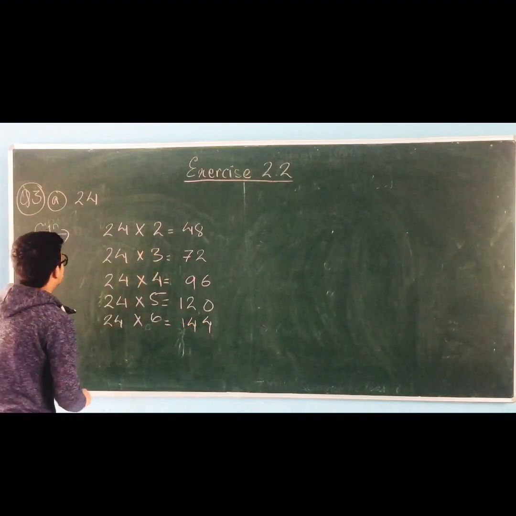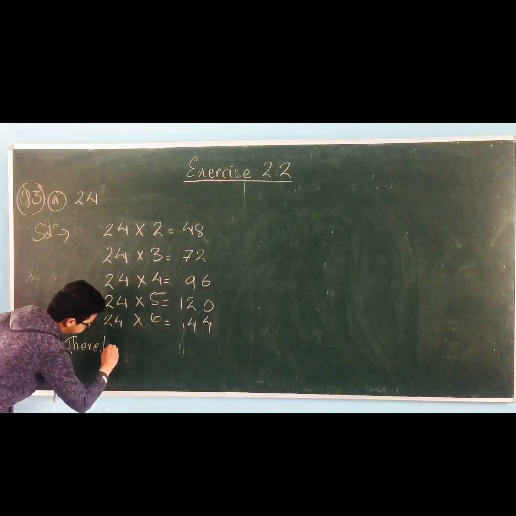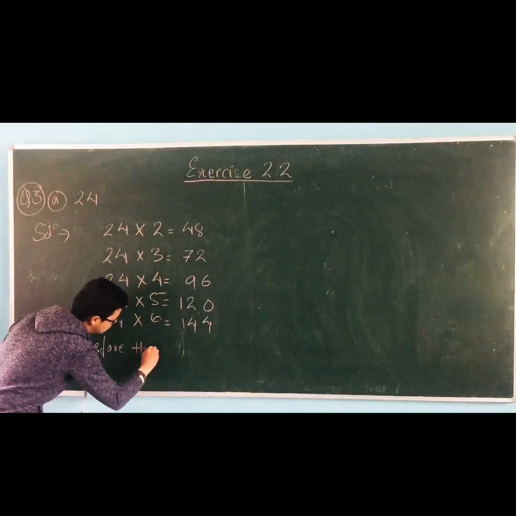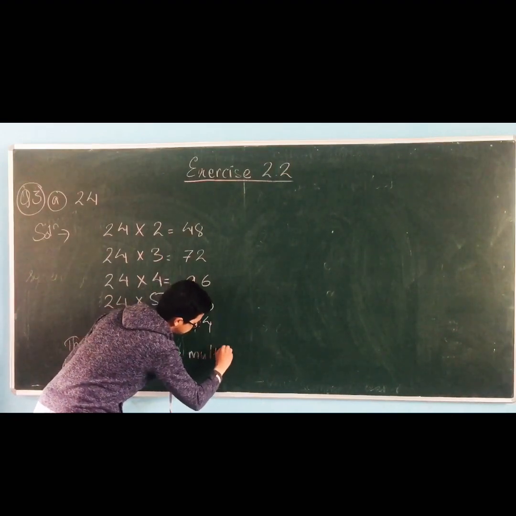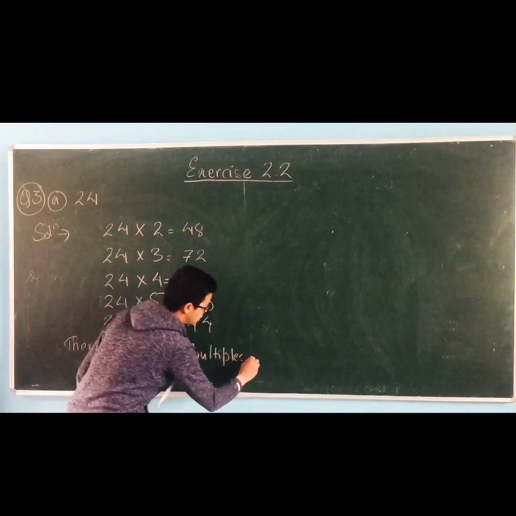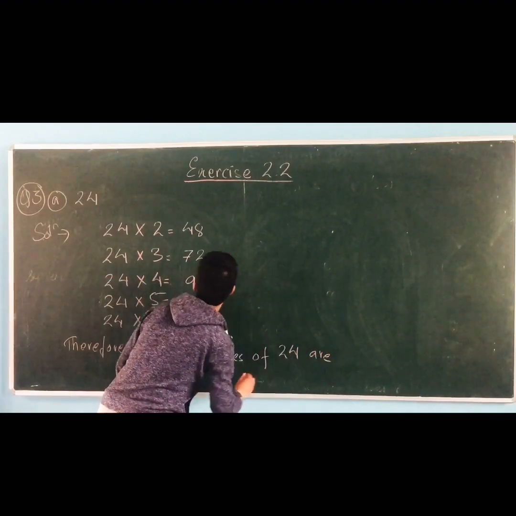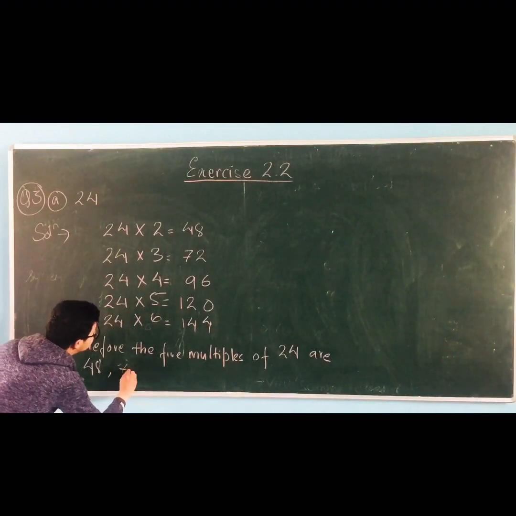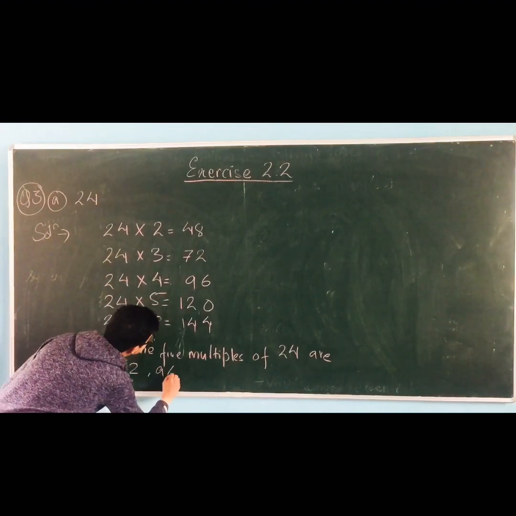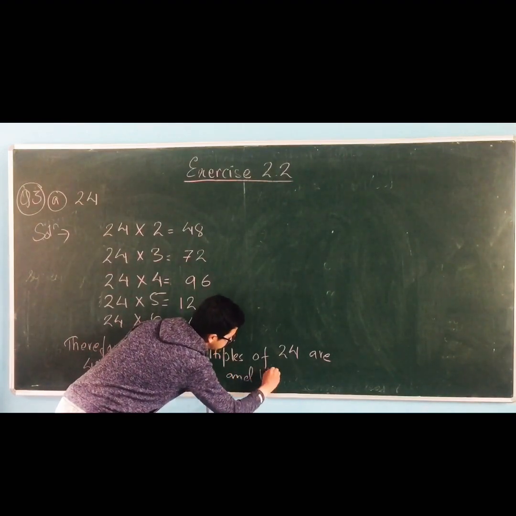So, therefore, the 5 multiples of 24 are 48, 72, 96, 120 and 144.